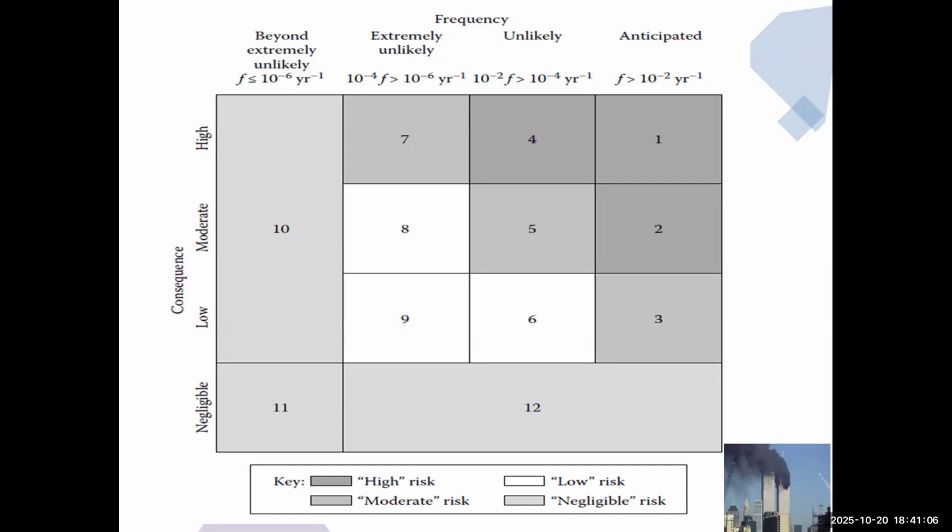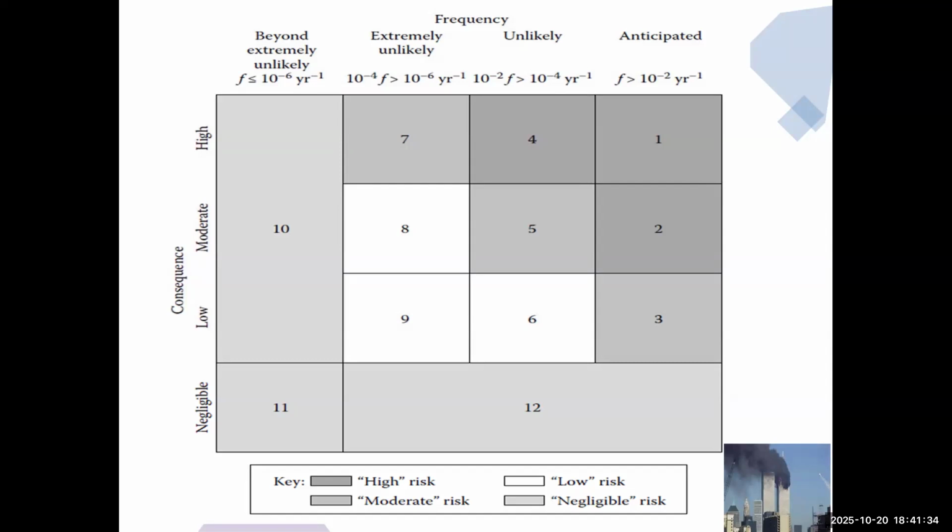For example, an event that is anticipated, that is a very high frequency to happen, and has a very high consequence, will give us the number 1 of the grid. So this is classified as high risk. This is a kind of risk that demands immediate action.